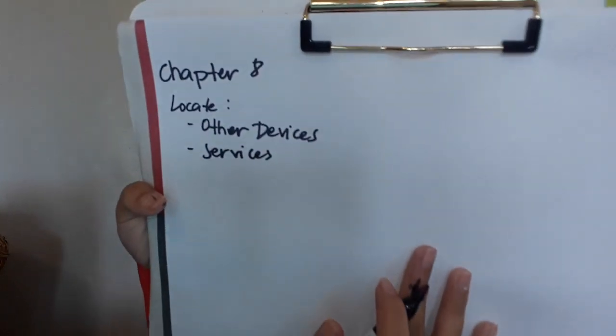So next is the services. A host typically acquires its IPv4 address configuration using the Dynamic Host Configuration Protocol, or DHCP, which sends a broadcast on the local network to locate a DHCP server.